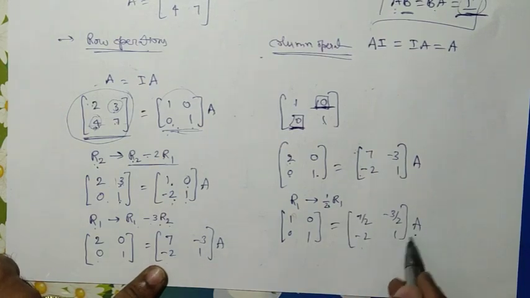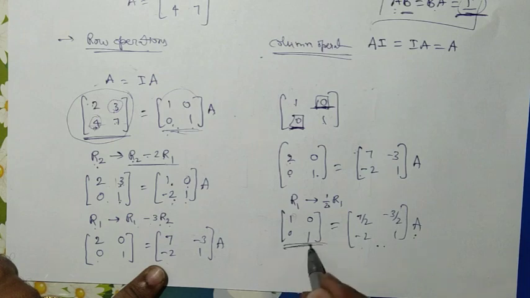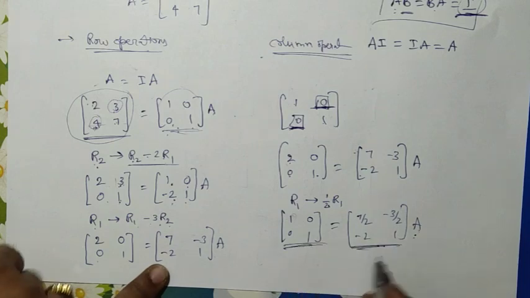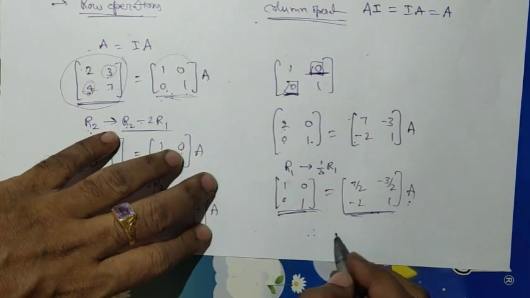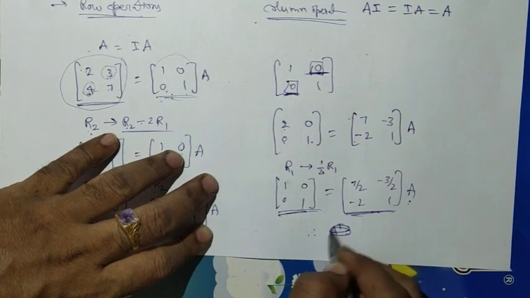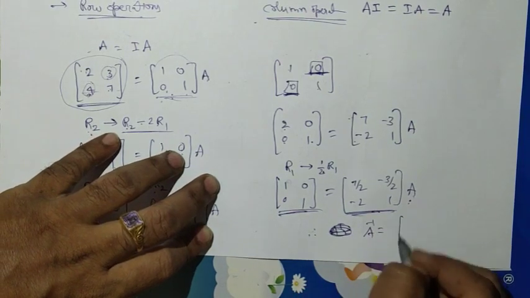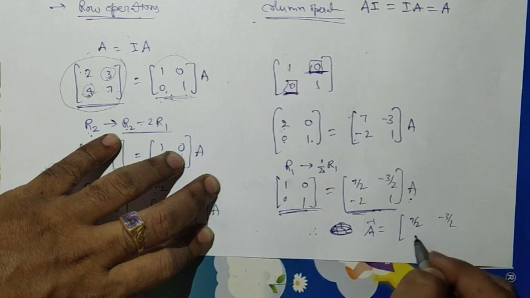So the product of two matrices is an identity matrix. That means this is the inverse of A. Therefore, I can say that A inverse is equal to [7/2, -3/2; -2, 1].